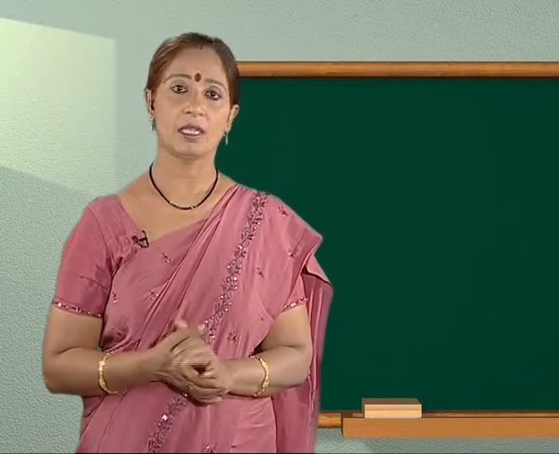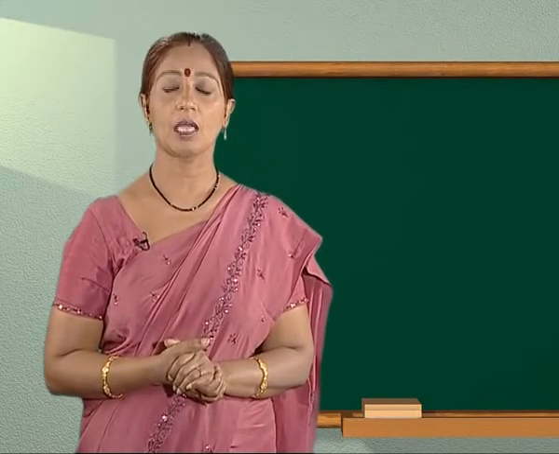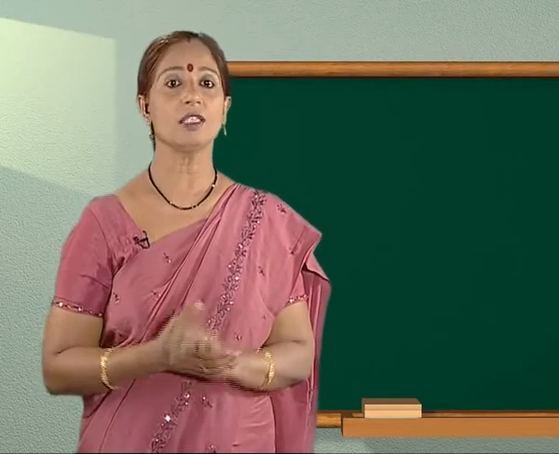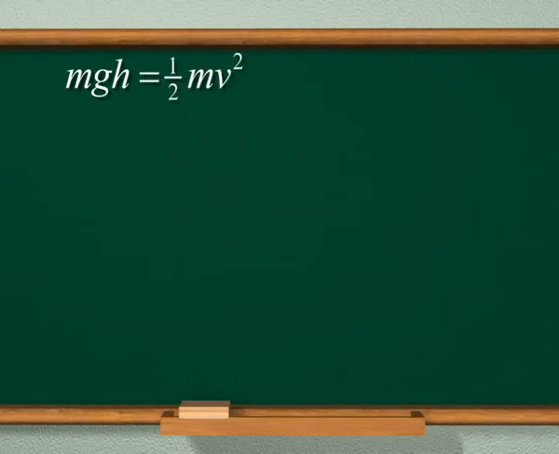We are given that potential energy is equal to kinetic energy. In this problem, we have to check the correctness of the relation. According to the problem, mgh is equal to half of mv square, where m is the mass of the body, v is the velocity, h is the height, and g is acceleration due to gravity.